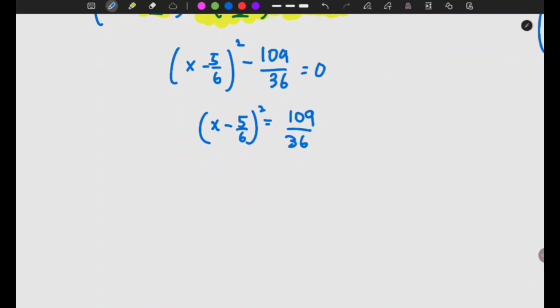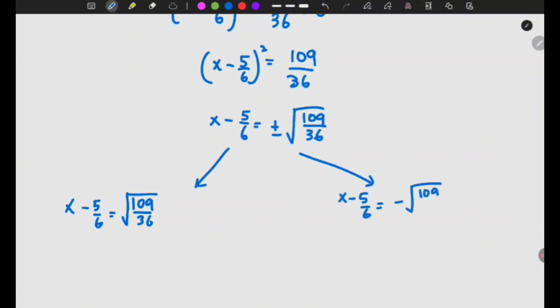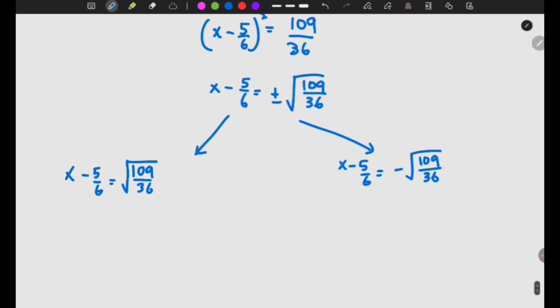And now you can solve x minus 5 over 6 equals to the positive square root of 109 over 36. And x minus 5 over 6 equals to the negative square root of 109 over 36. And then here you go, bring the minus 5 over 6 to the other side also, so it becomes plus 5 over 6. Same for this, minus 5 over 6, bring here, becomes plus 5 over 6. And all you have to do is press the calculator.